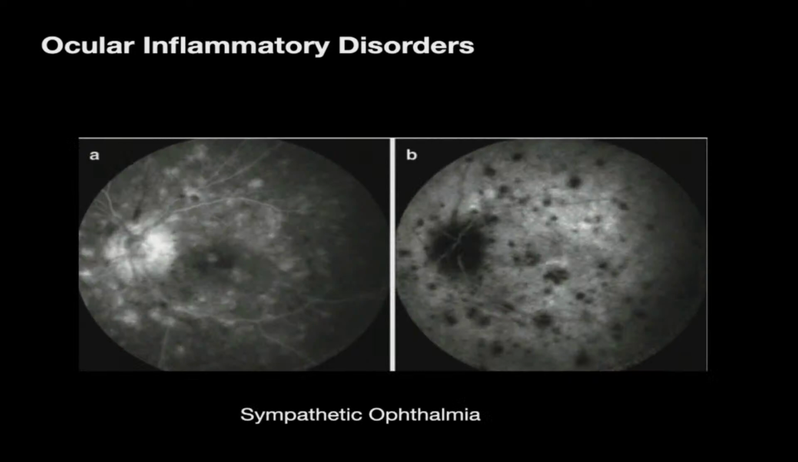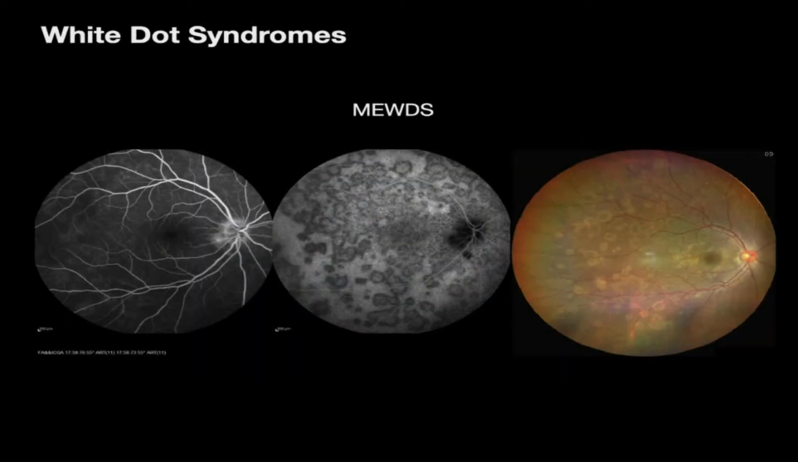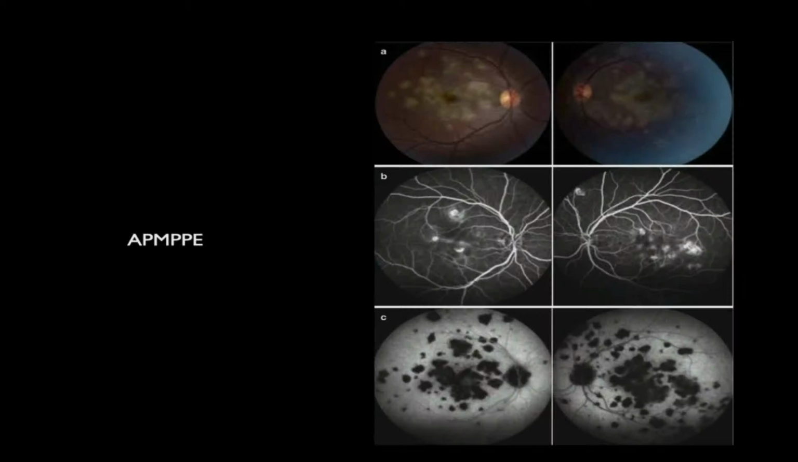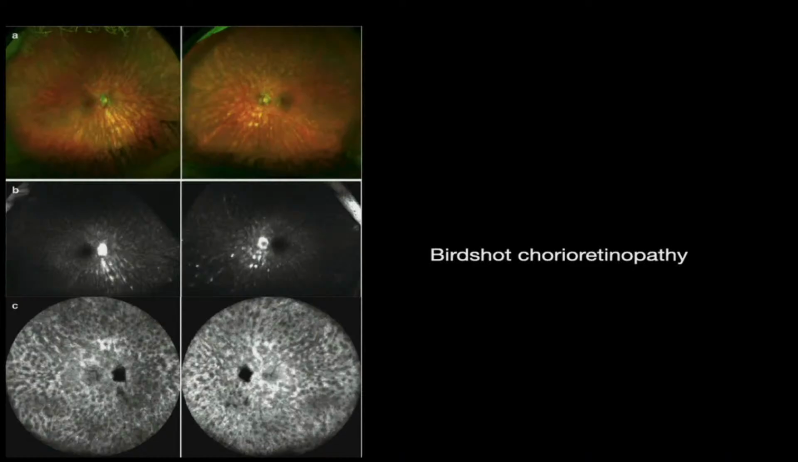Similarly, in sympathetic ophthalmia, in white dot syndromes, it's sometimes very difficult to pick them up on angiography, and they show up as multiple hyperfluorescent areas on ICG. With treatment response, the size of these hyperfluorescent areas would reduce. Similarly, you see the hyperfluorescence on ICG in APMPPE and Birdshot chorioretinopathy.